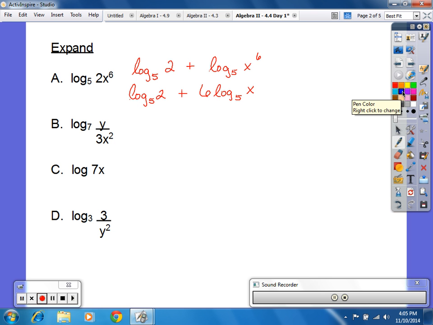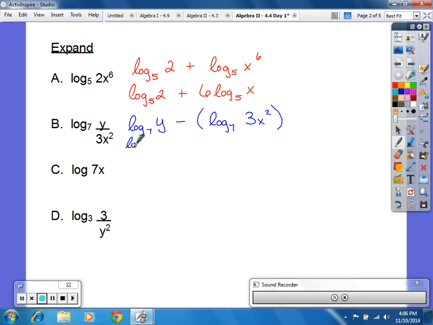Letter B, expand. Well, first thing I notice is the division. Divide means to subtract, so I'm going to go to log base 7 of y minus the log base 7 of 3x squared. Okay, there are two things you can do with this problem. You can leave the second half in parentheses, which tells us that the whole logarithm goes on the bottom because there's a minus, or you can distribute because there are two things going on here. I'm going to show it to you in both forms.